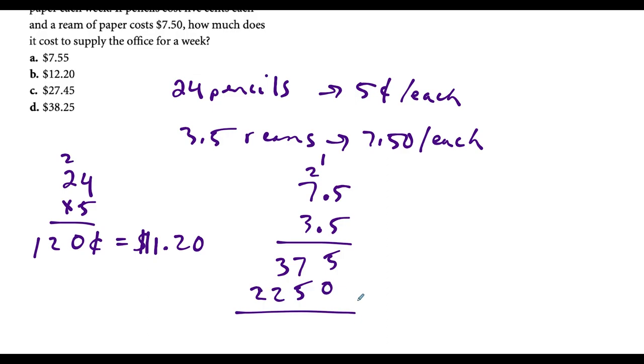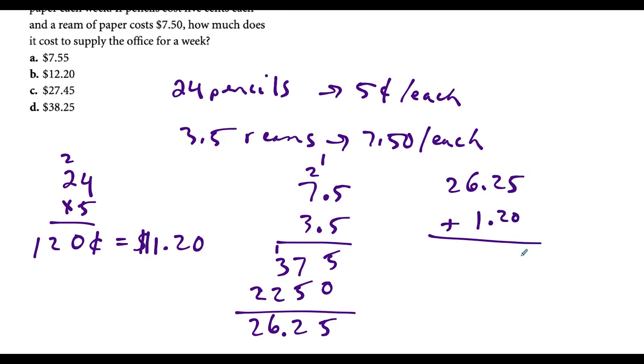So we add this stuff up, we get 5, 12, carry the 1, 6, 2, and then I just think 7 times 3 is 21, so with these decimals, it'll be a little bit more than 21. So 26.25 as opposed to 262.5. So now all I have to do is just add those two together. This is the cost of paper, and the cost of pencils is $1.20. So we work this out, that's 5, 4, 7, 2, 27.45. This last one is going to be choice C.